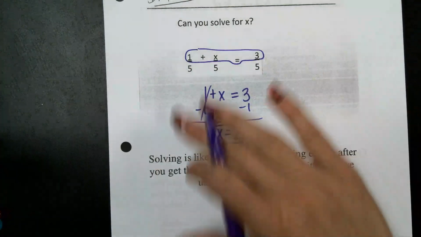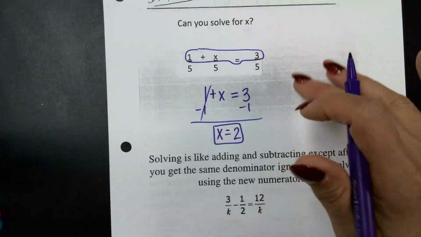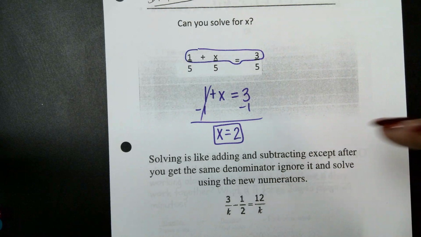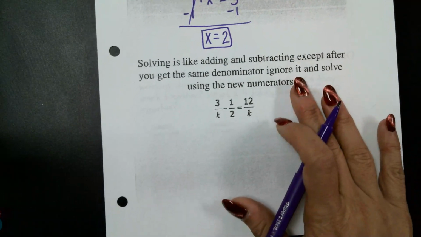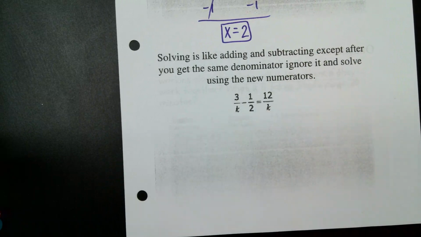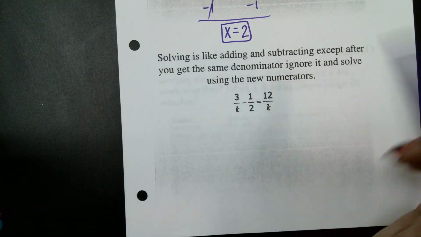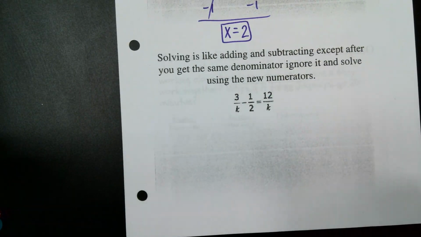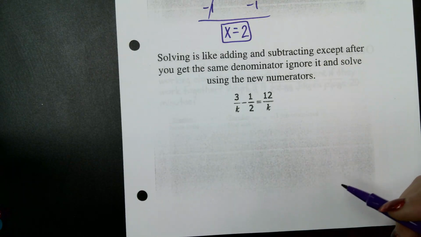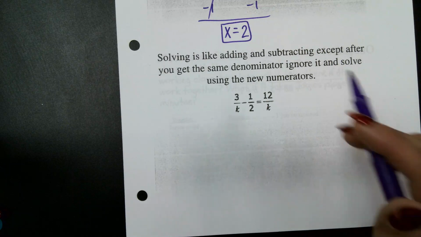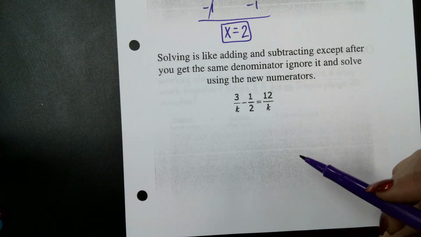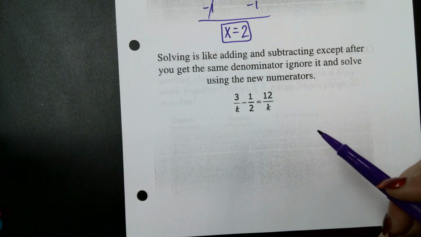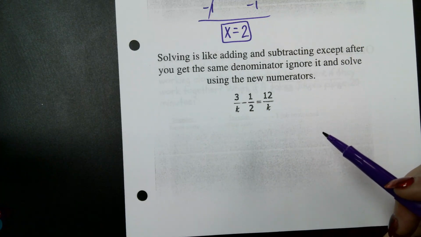You are not going to be tested on these because that is way too simple for an Algebra 2 class. Okay, you're going to be looking at solving equations like this one below. Okay, so solving is like adding and subtracting, except after you get the same denominator, you basically get to just ignore it and solve using the new numerators. Now, the way that describes it is not necessarily the way I do it. I like to stick with what we were doing on Thursday because then it just makes more sense.